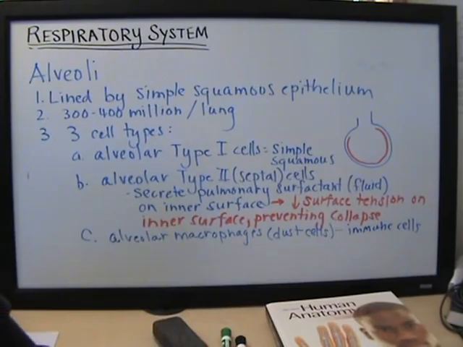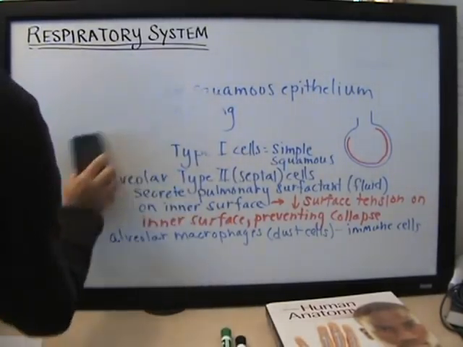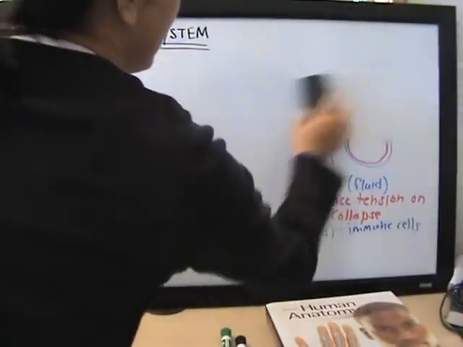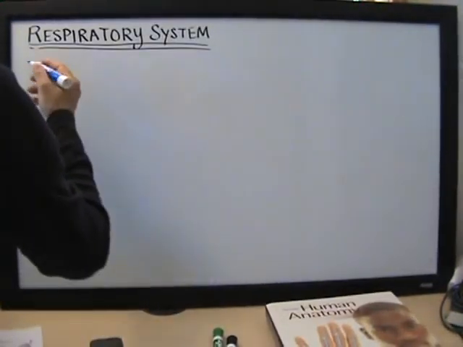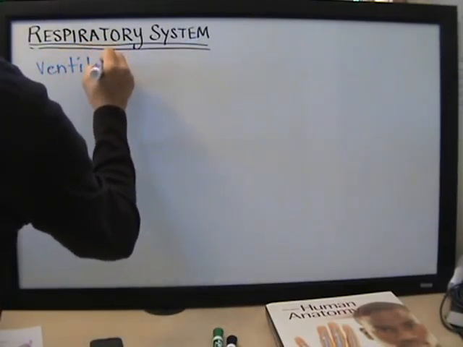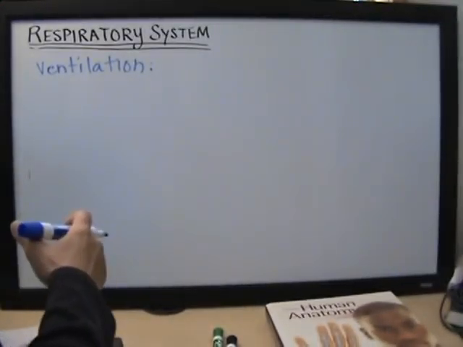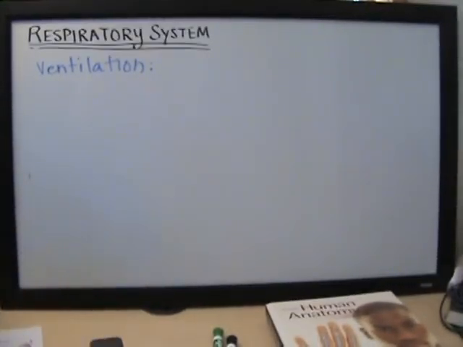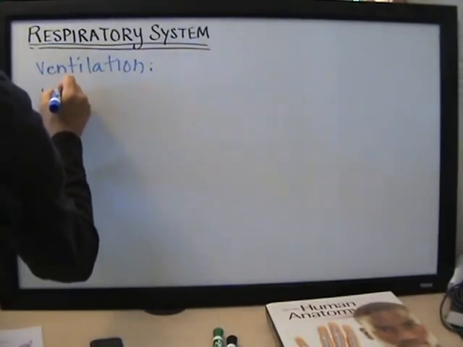The last thing I want to briefly discuss is breathing and the muscles that are involved in ventilation. So I'm going to do that really quickly. So breathing, we have inspiration when we inhale and expiration for exhaling. Some important muscles.